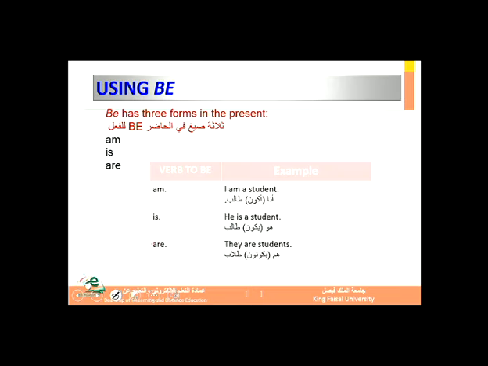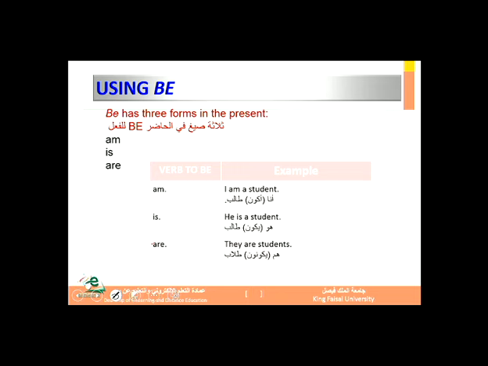So let's start. This is where we have to use the verb to be, and simply speaking, the verb to be can have more than one form. In the present, it is am, is, are. In the past, it is was and were. In the perfect, it is been. In the progressive or continuous, it is being.